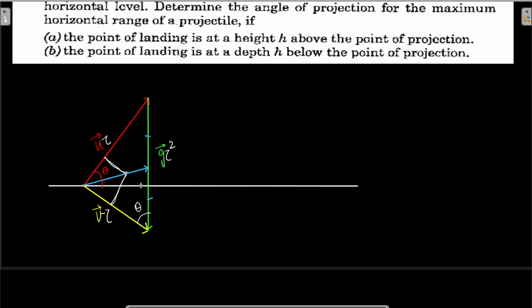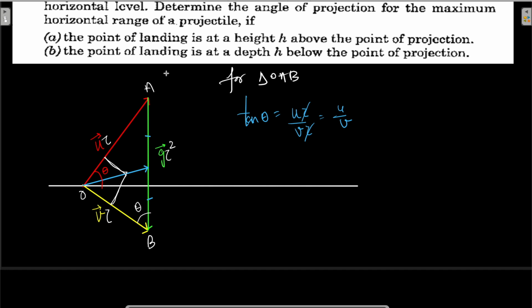Now the tan theta part. For triangle OAB, tan theta should be u by v. Tau gets cancelled. We have a tau also, but it gets cancelled. U by v.